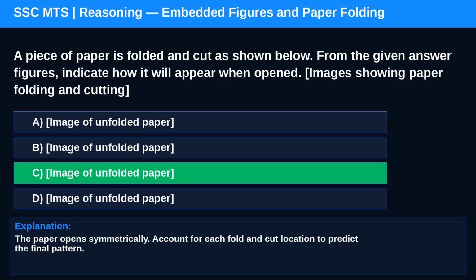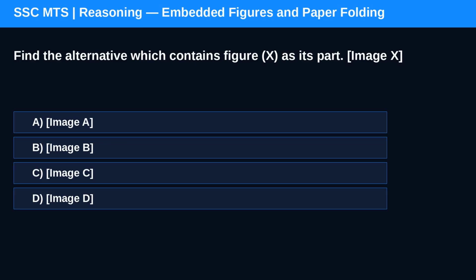Correct answer is C. The paper opens symmetrically. Account for each fold and cut location to predict the final pattern. Question 3. Find the alternative which contains figure X as its part. Image X. Option A, image A.